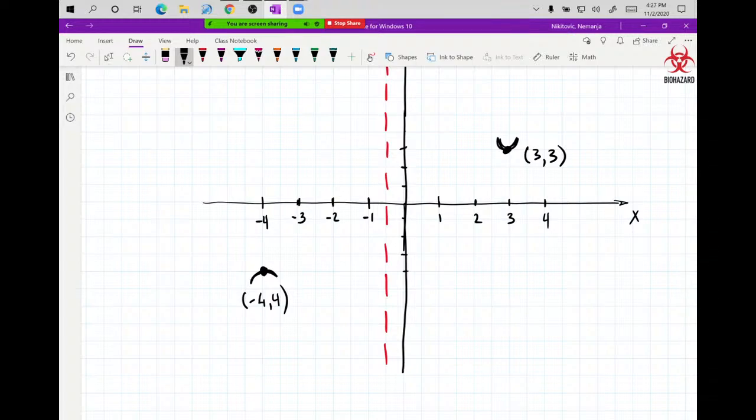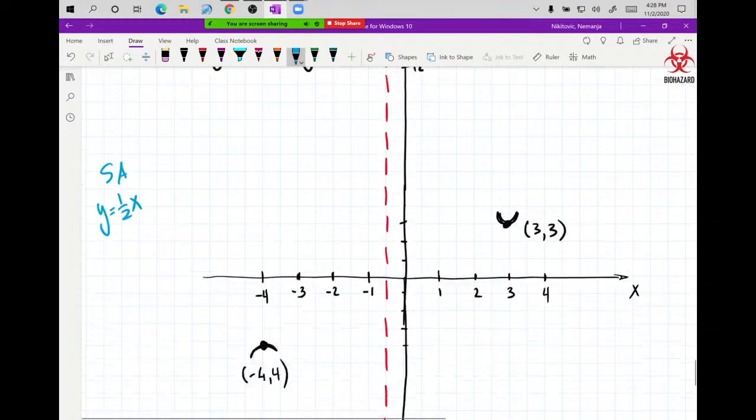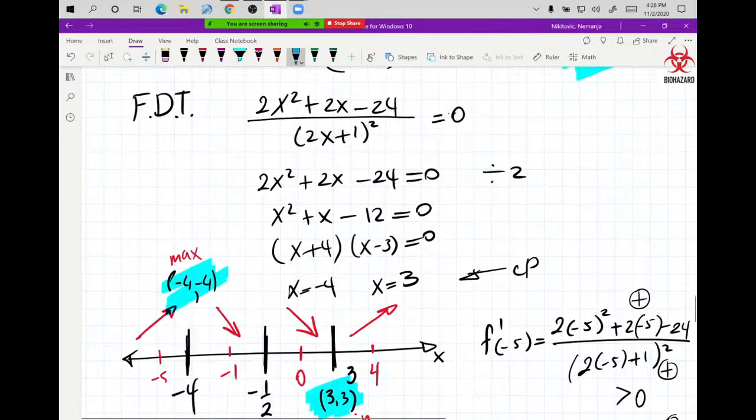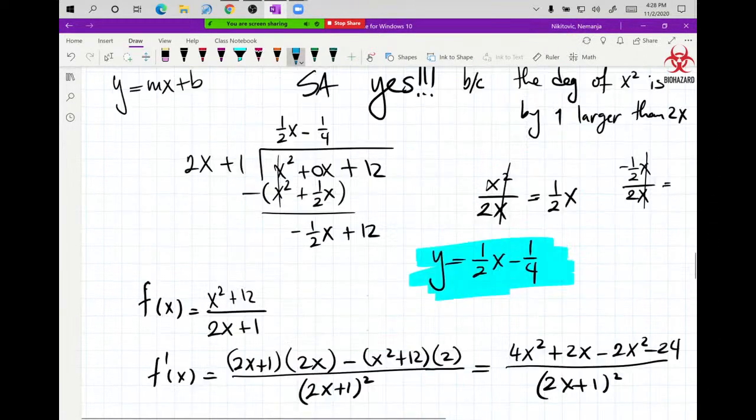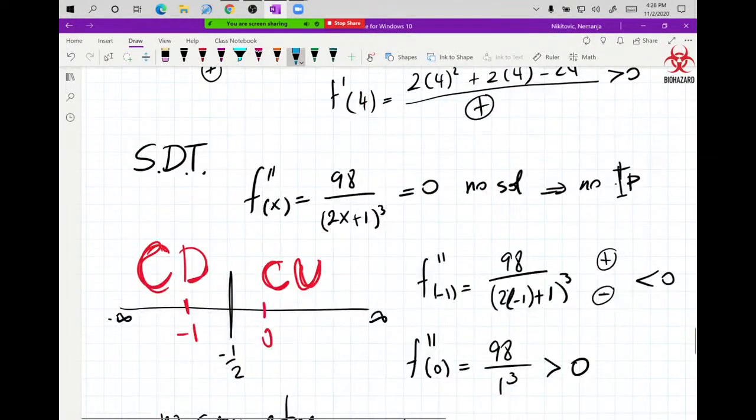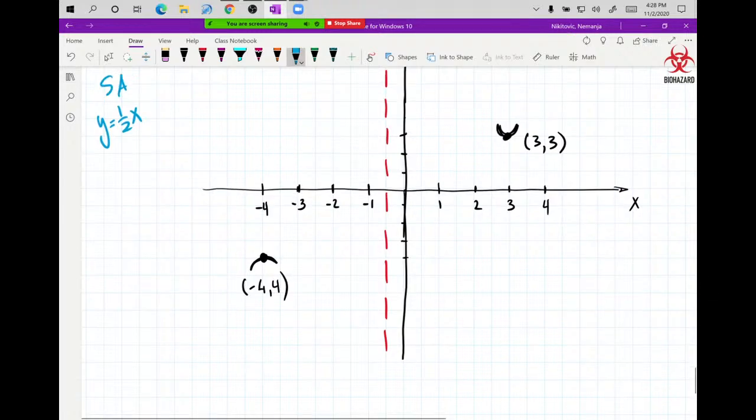We have one more asymptote, and that's the slant asymptote of 1/2. So I'll put this in blue. Y equals 1/2 x. Was that minus or plus 1/4? Minus. Minus, thank you. Minus 1/4.